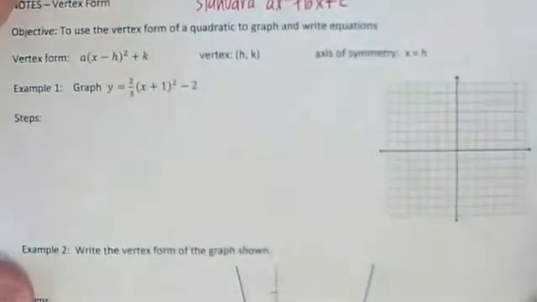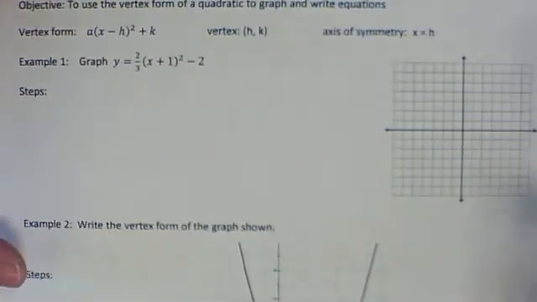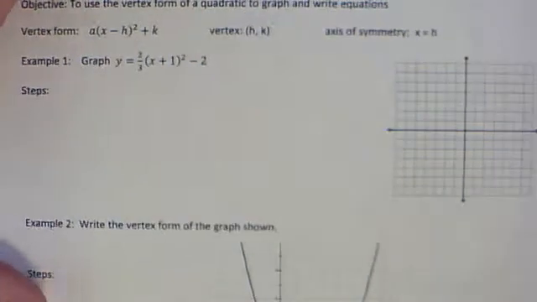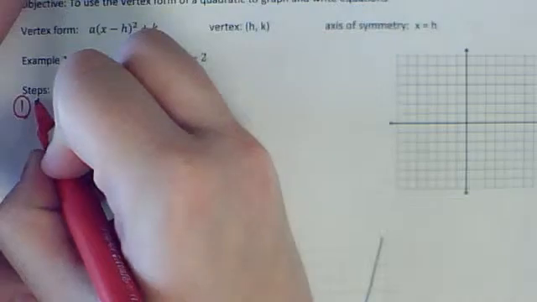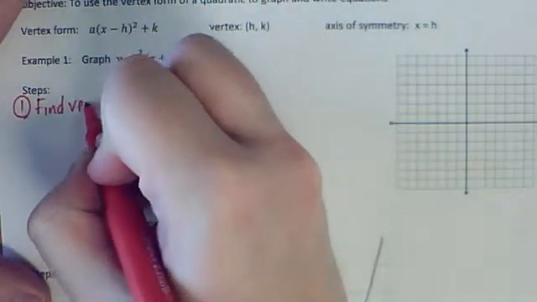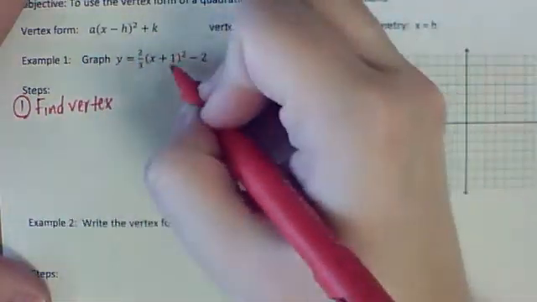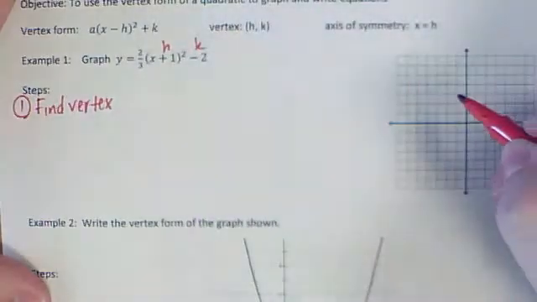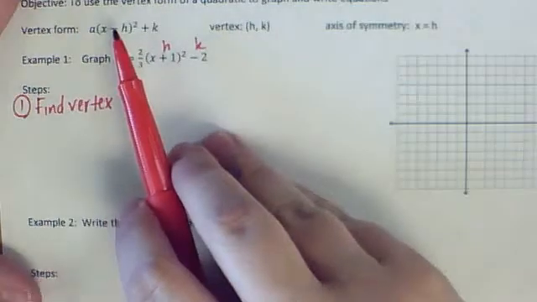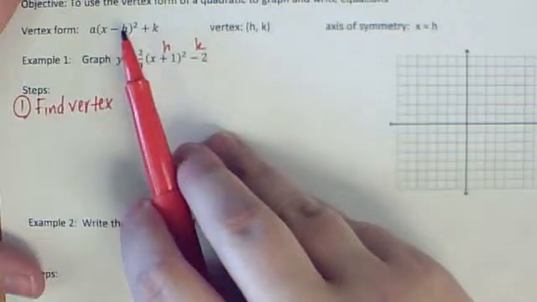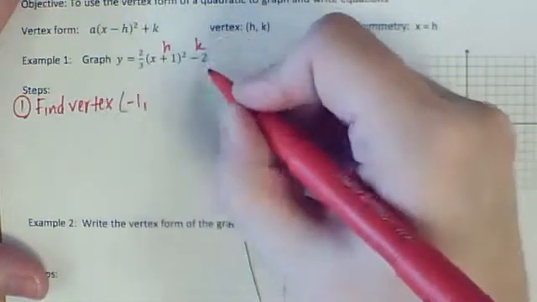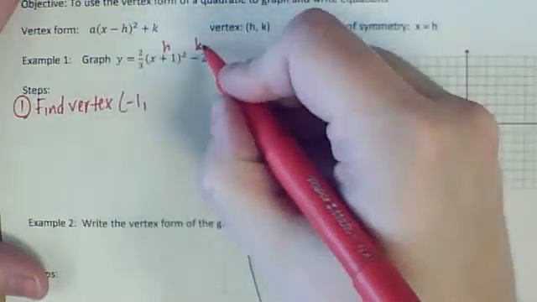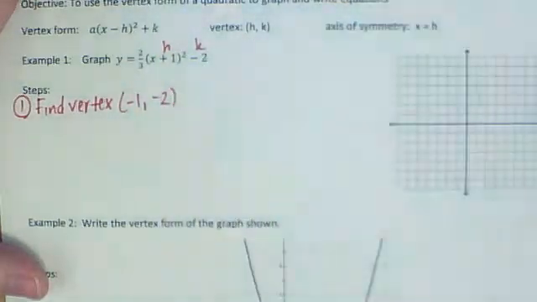So example 1, I want to graph this function, y equals 2/3 times x plus 1 squared minus 2. So your very first step is to find the vertex. The vertex in this is represented by hk. And if we notice here, it's x minus that h. So in order to get a positive 1, I would have to minus a negative. So I'd have negative 1, and then plus, it would just stay the same. So minus 2.